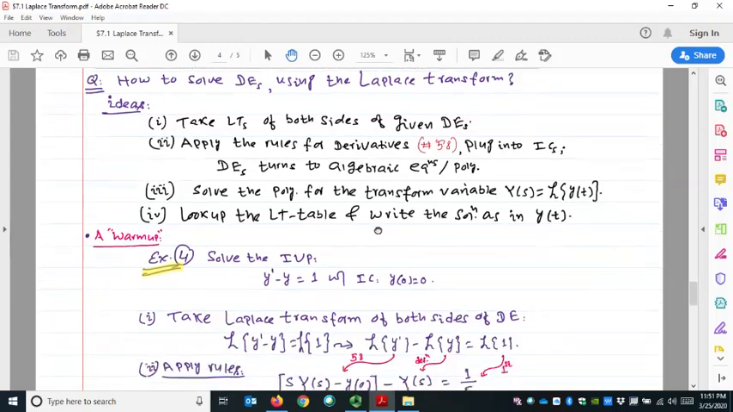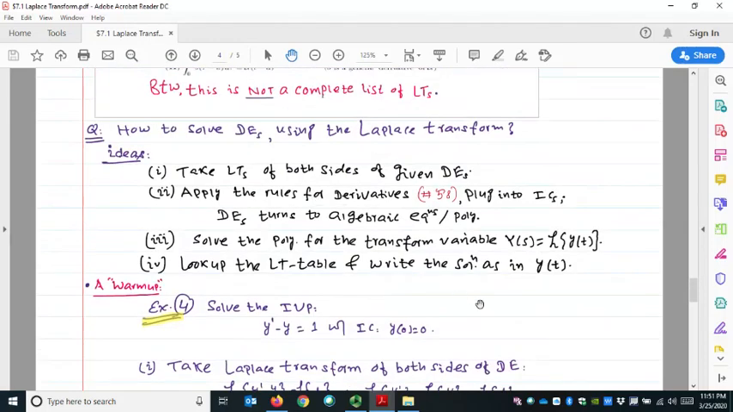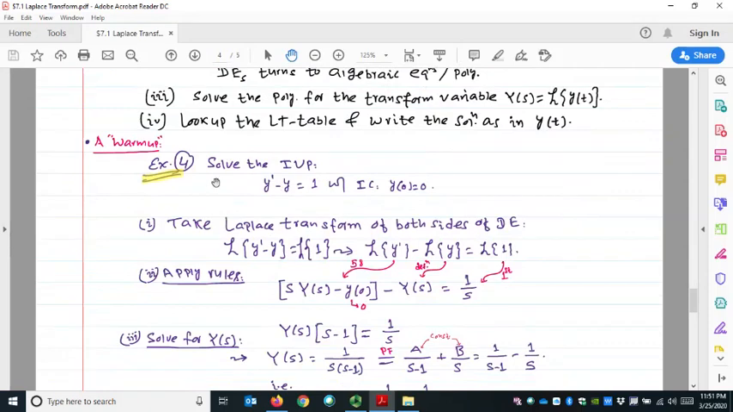So let's do an example 4. So it clarifies these steps. So the question is, solve the initial value problem. So it's a first order linear differential equation with constant coefficients with initial conditions. So y prime, this derivative is with respect to time t. So y prime minus y equals 1 with initial condition y(0) equals 0.